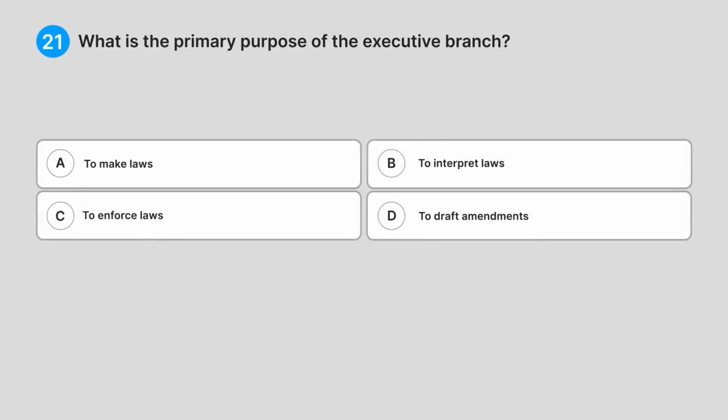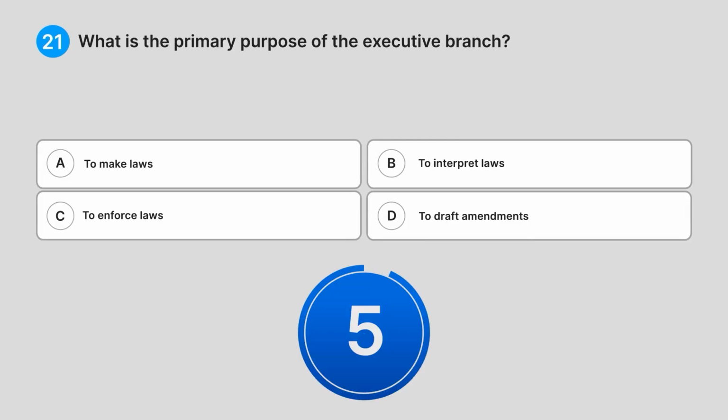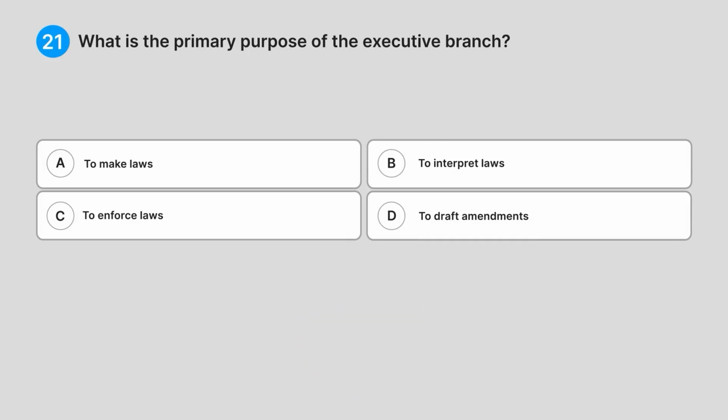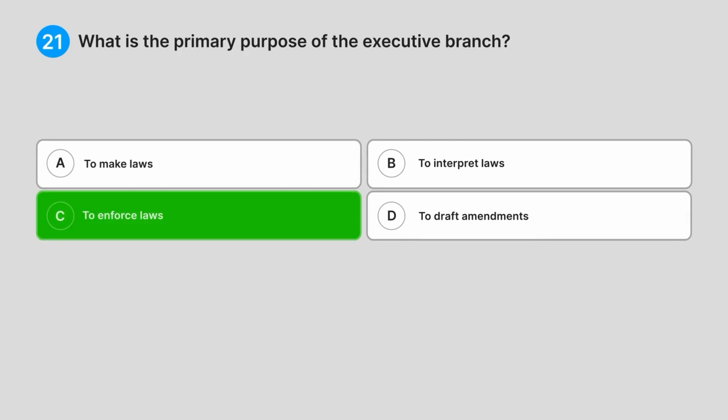21. What's the primary purpose of the executive branch? A. To make laws. B. To interpret laws. C. To enforce laws. D. To draft amendments. Can you guess the answer? Correct answer, C. To enforce laws.